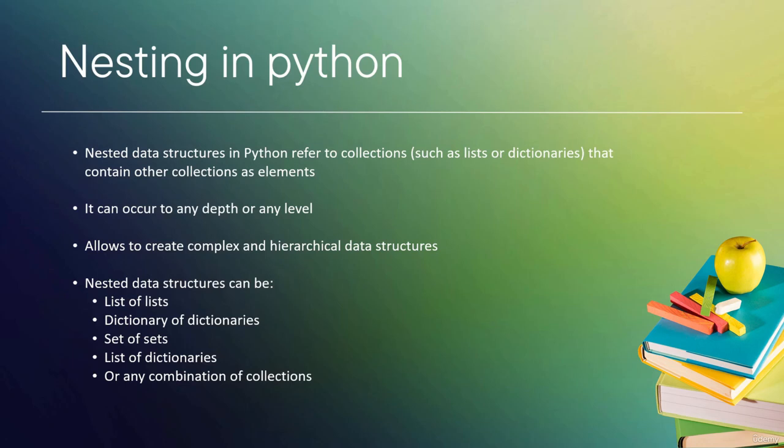We can have three or four different levels of nesting, like a list, and there's a list in that list, and another list, and so on. It could be as many levels deep as we want. This allows us to create complex and hierarchical data structures. Nested data structures can be lists of lists, dictionaries of dictionaries, sets of sets, or any combination of these collections. There is no restriction really.